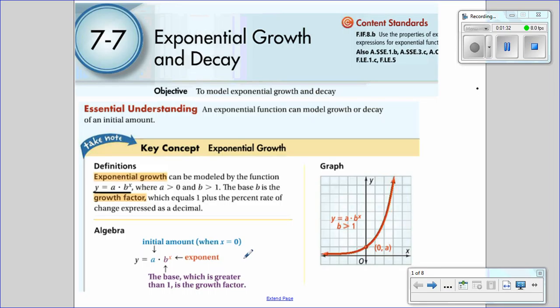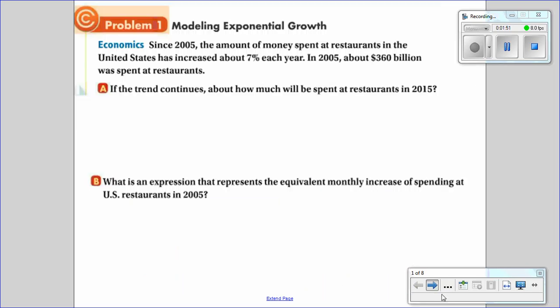Now, the reason this is called the initial amount is because if we plugged in 0 for x, b to the 0 power is 1, and 1 times a is a. So that's what the value would be at 0, the beginning, the initial amount. So that's where that comes from.